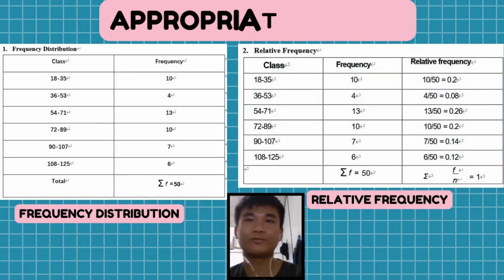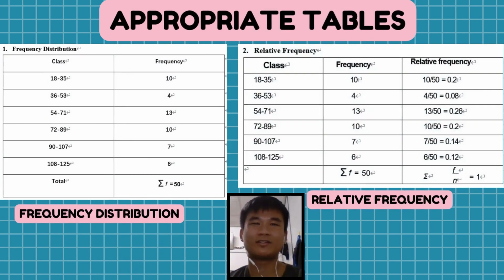Question 2 is a table. The first is the frequency distribution. The frequency distribution is built up in 6 classes and the total frequency is 50. The second is the relative frequency. The relative frequency can be found by dividing each class frequency by the total frequency, and the total relative frequency will be 1.